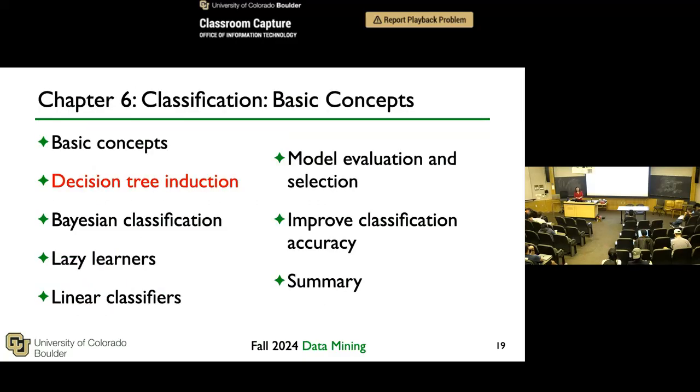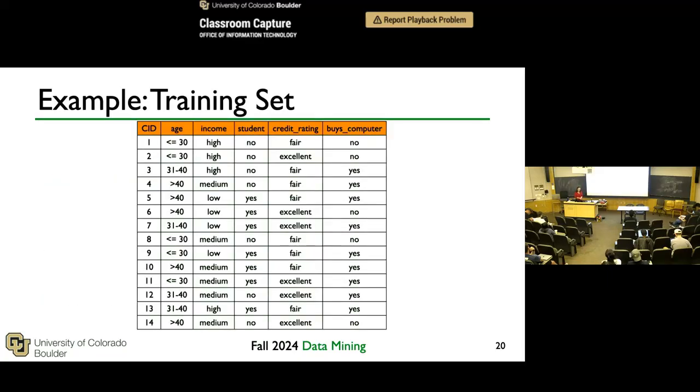So let's dive into the first one: decision tree induction, which is a classic that has been used broadly and shown to work very well. Nowadays, with all the machine learning and deep learning advances, decision trees are still considered a very useful mechanism to try. Starting with my training set.